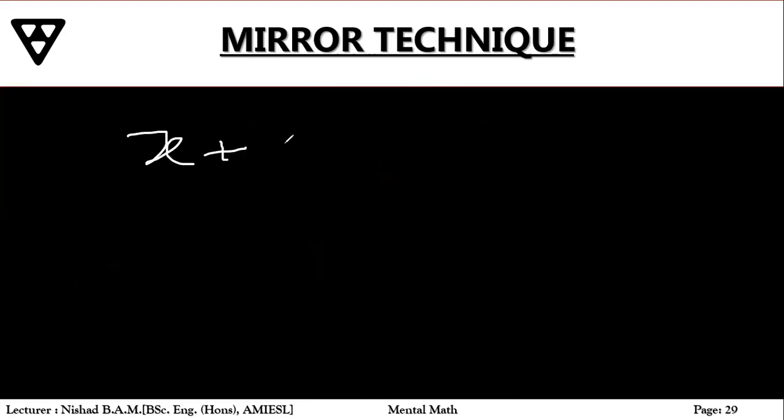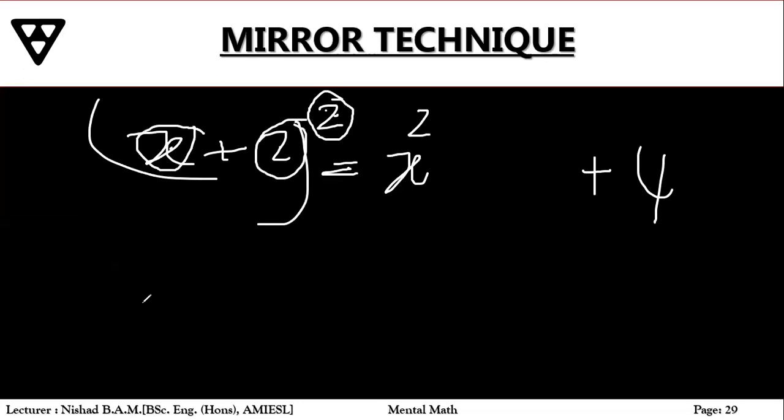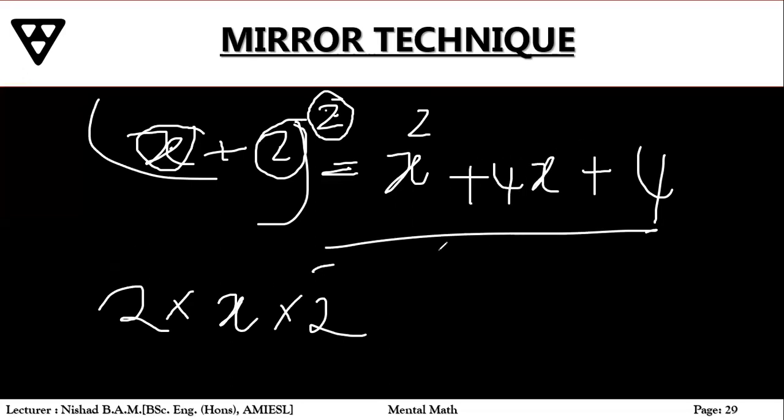If you are going to calculate (x plus 2) squared, it's very simple. x square will come like this, and now 2 square will come over here. 2 square will be 4, right? So plus will come over here. And now what we have to do is multiply this and this together. So how much will it be? 2 times x times 2, so how much will it be? 4x. So plus 4x. This is the answer, right?